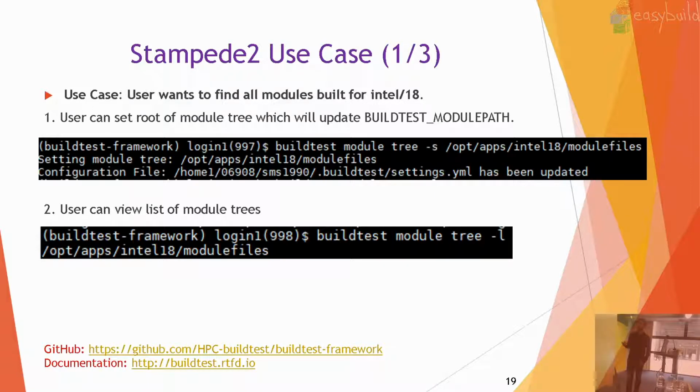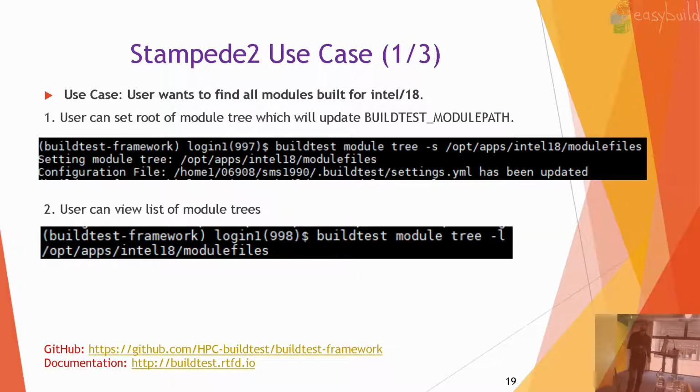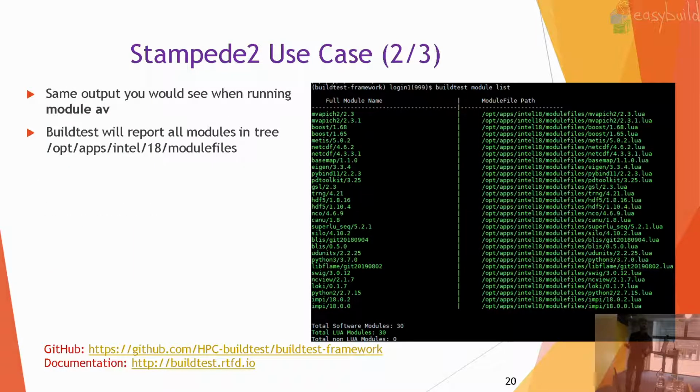And then it will update the module tree in your configuration. And then you can do buildtest module tree -l, which is for list, and it'll show you all the active module tree roots. Think of that as a tree in module path. You don't have to change module path, you just change it in Buildtest. Then you can do buildtest module list. What I showed previously, it will show you basically the content of what you see in module av, but in tabular format. You see 30 modules, and that's what you will see if you're in Stampede.